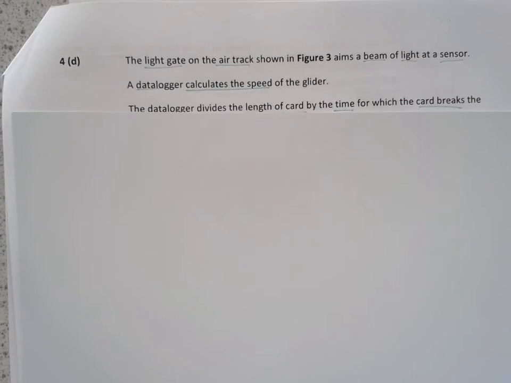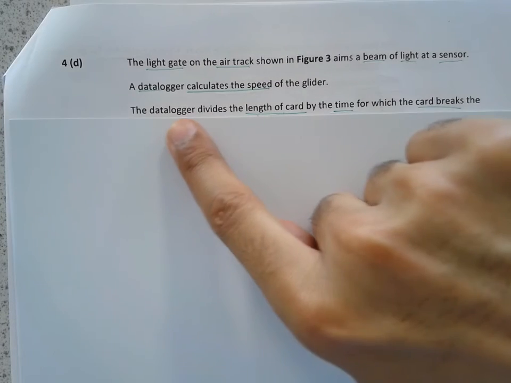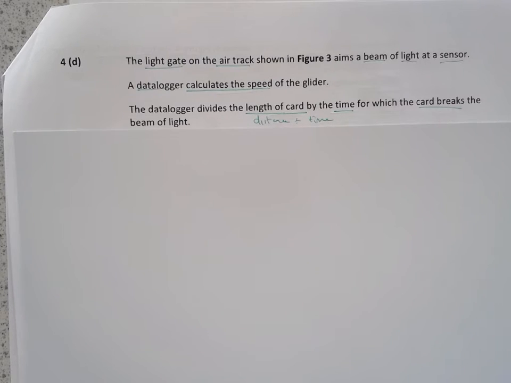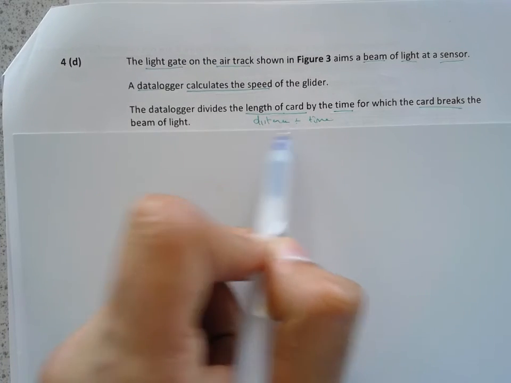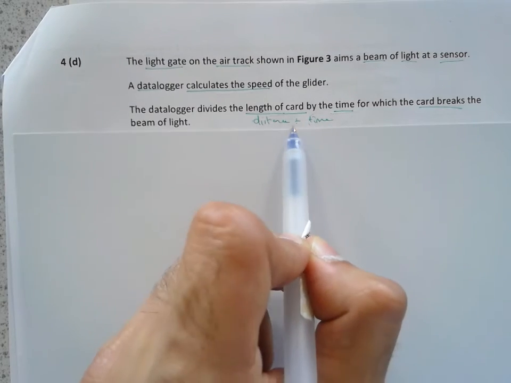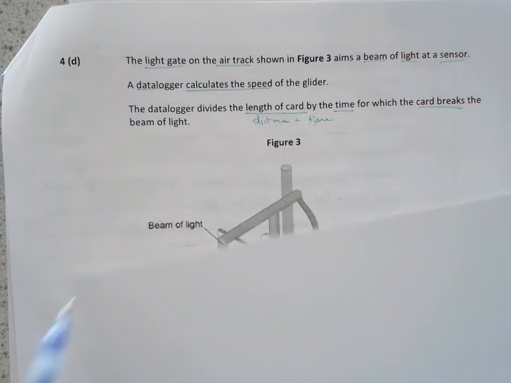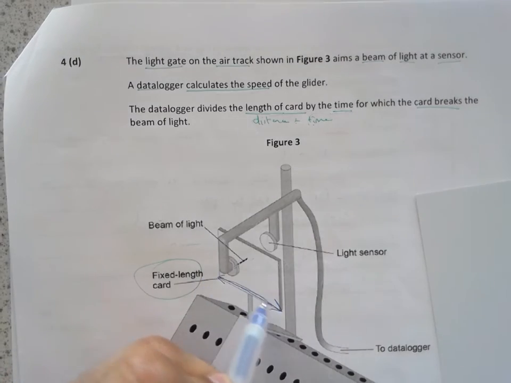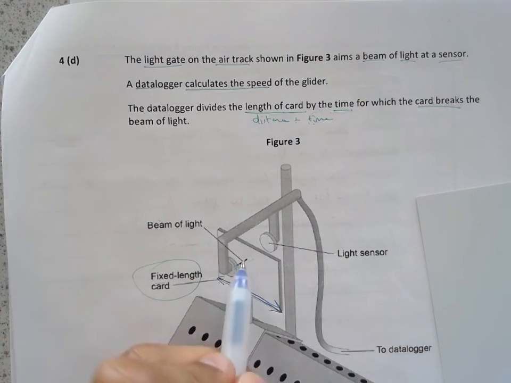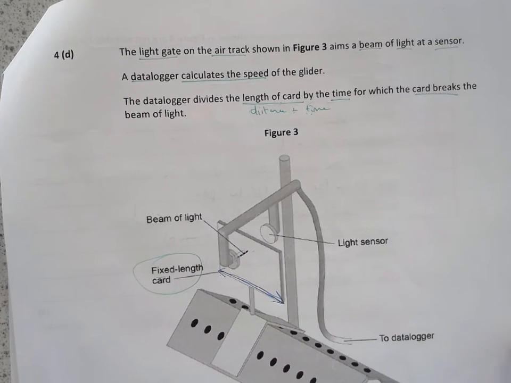Now we can already imagine how this might work. The data logger divides the length of card by the time for which the card breaks the beam of light. So length of card we can think of as distance, and we do distance divided by time, and that will tell you the speed. So if we know how long the card is, fixed card length, and we know how long it breaks the beam of light for, then we can work out its speed.